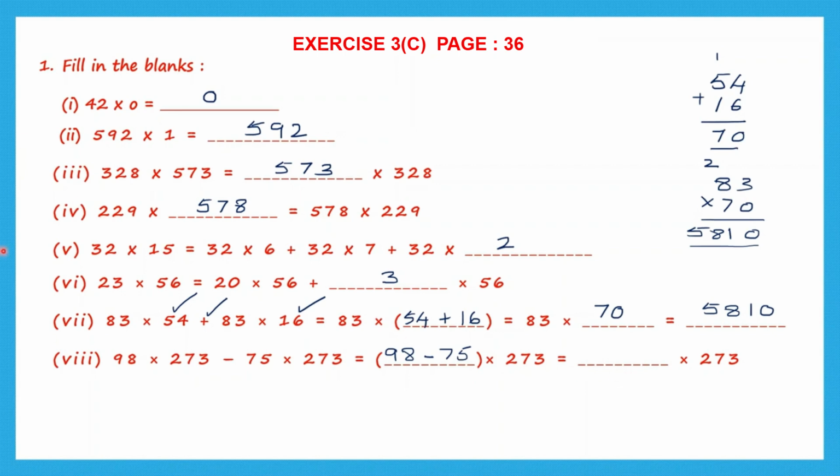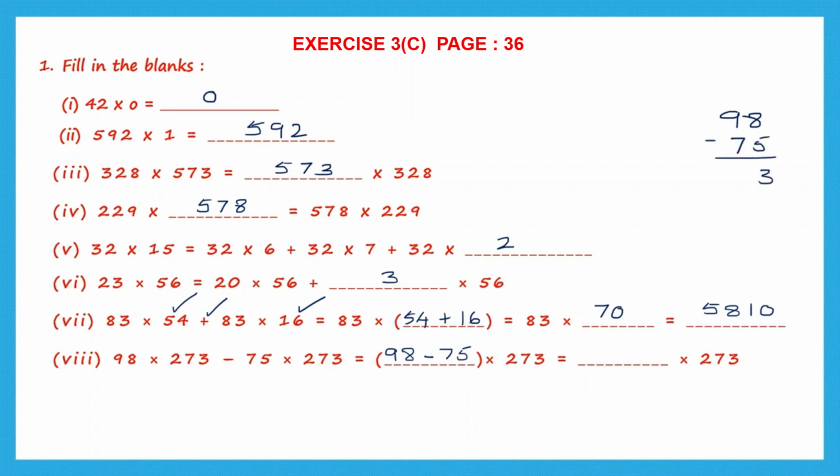So let's do that. Let's subtract 98 and 75. 98 minus 75. 8 minus 5 is 3 and 9 minus 7 is 2. So what do we have here? 23. So this is equal to 23 into 273.